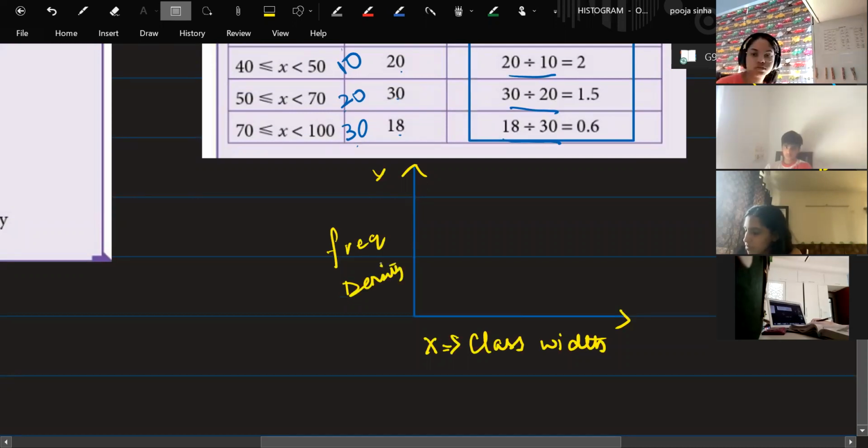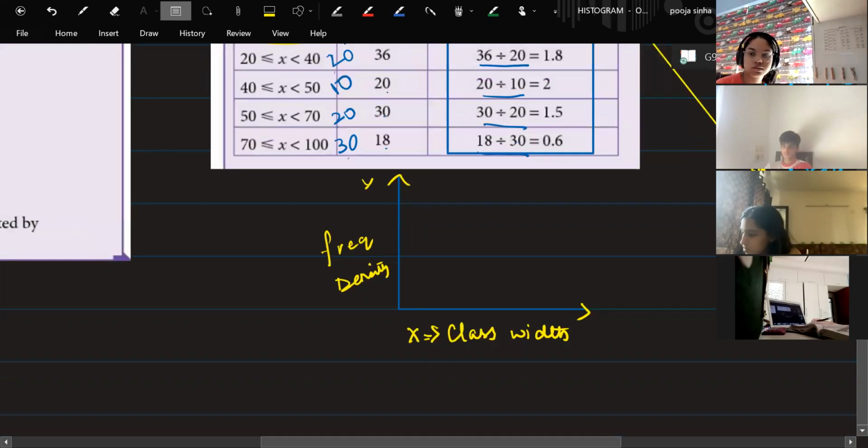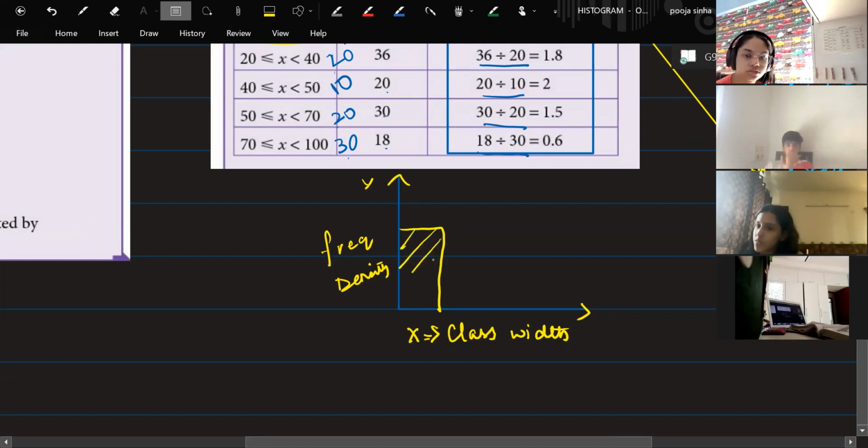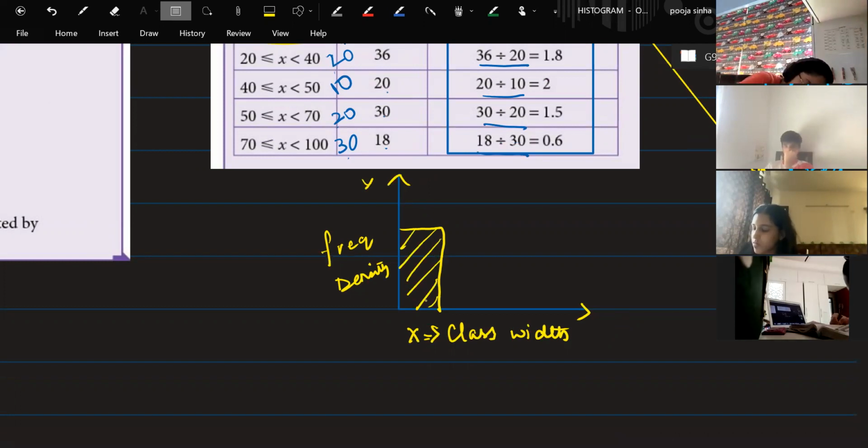All right, so let's see how we plot it. When you plot it, you get this. So this area will be the frequency. That area would become the frequency. Am I clear?